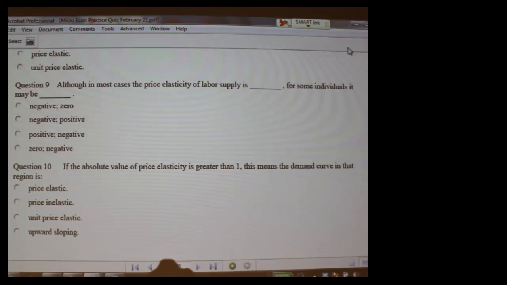Okay, last question. If the absolute value of price elasticity is greater than 1, this means that the demand curve in the region is elastic. That's just a definition. All right? So if you can do that well, then you'll do well on the online quizzes.